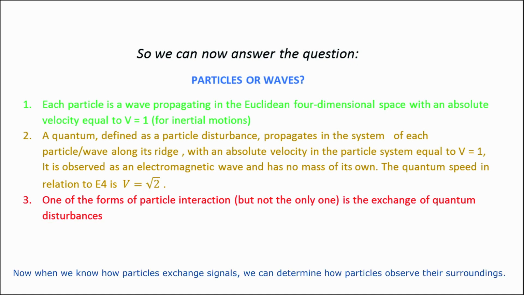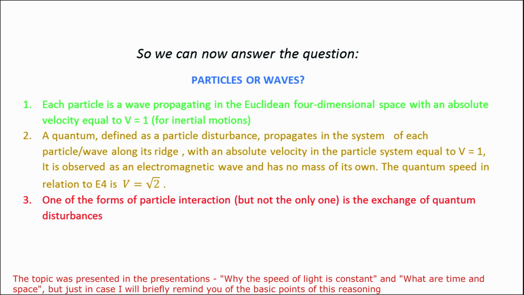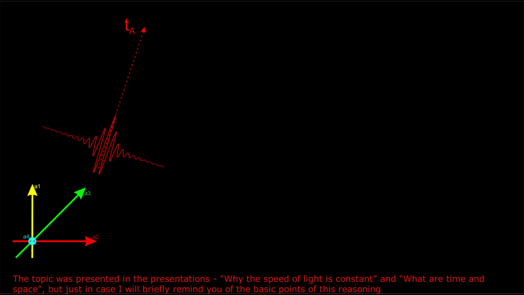Now, when we know how particles exchange signals, we can determine how particles observe their surroundings. In turn, the knowledge of the method of mutual observation will allow us to define the relative motion of particles' waves. The topic was presented in the presentations: why the speed of light is constant and what are time and space. But just in case, I will briefly remind you the basic points of this reasoning.